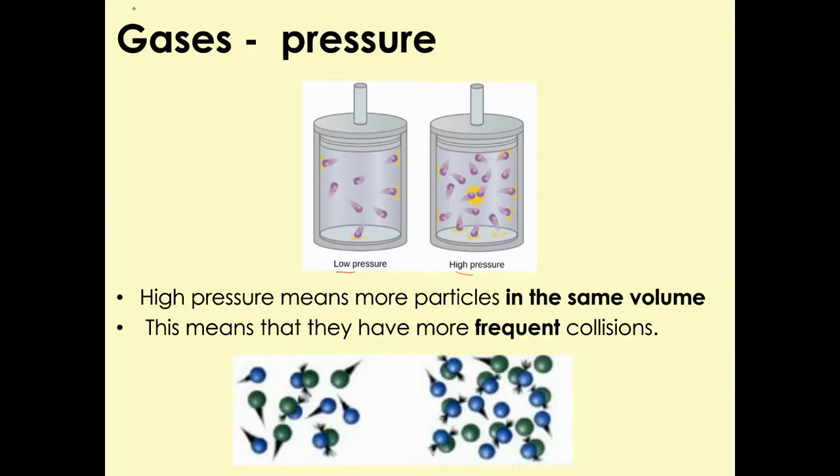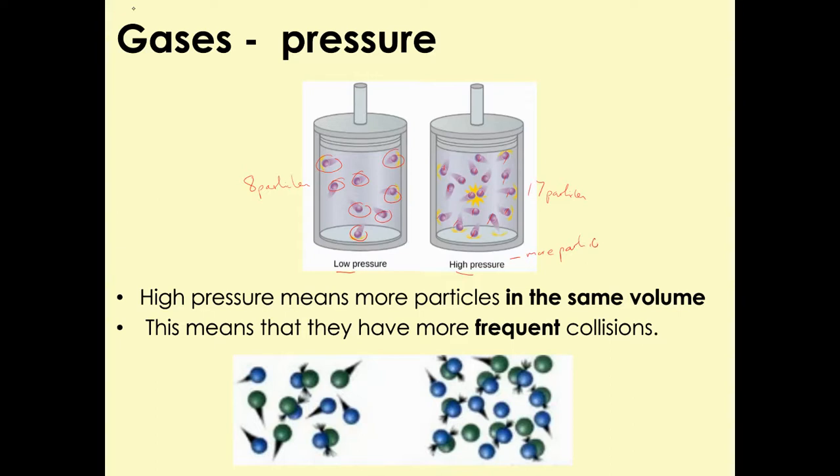So these two cylinders have the same volume. For the low pressure, I've got 1, 2, 3, 4, 5, 6, 7, 8, so I've got 8 particles of gas in that container. And on the high pressure, we've got the same one. So I've got 17 particles. It doesn't matter the exact number. The point is that the high pressure has got more particles.